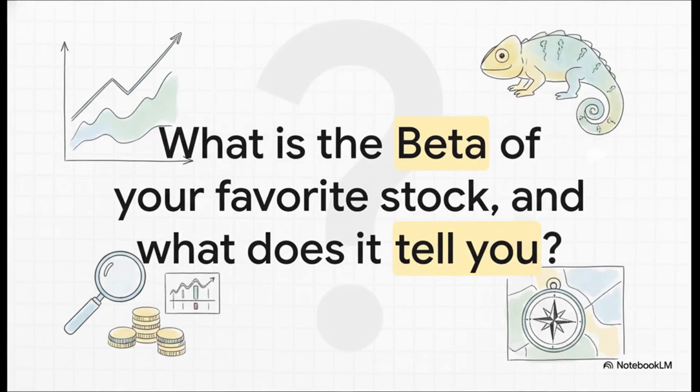So I'll leave you with this little piece of homework. Think of your favorite stock, one you follow closely. Go look up its beta. Now that you know what you're looking at, what does that number tell you about its personality? What does it tell you about its place in the great, big, chaotic world of the market?